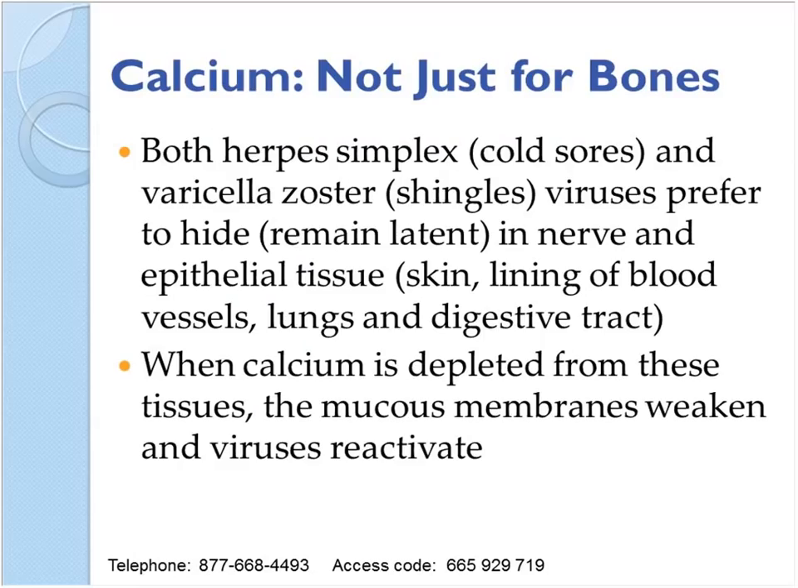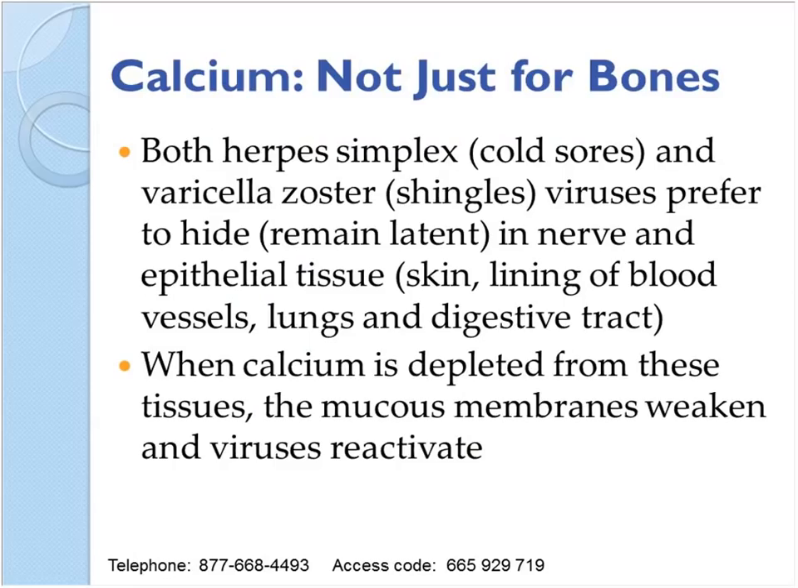Now, when we look at herpes simplex and varicella zoster, herpes simplex causes cold sores. Varicella zoster is what you get with chickenpox that later leads to shingles. They hide in nerve and epithelial tissue, skin and the lining of the blood vessel, and in the lungs and the digestive tract. So these little viruses are pretty sneaky, and they hide in this tissue, and they remain asleep.